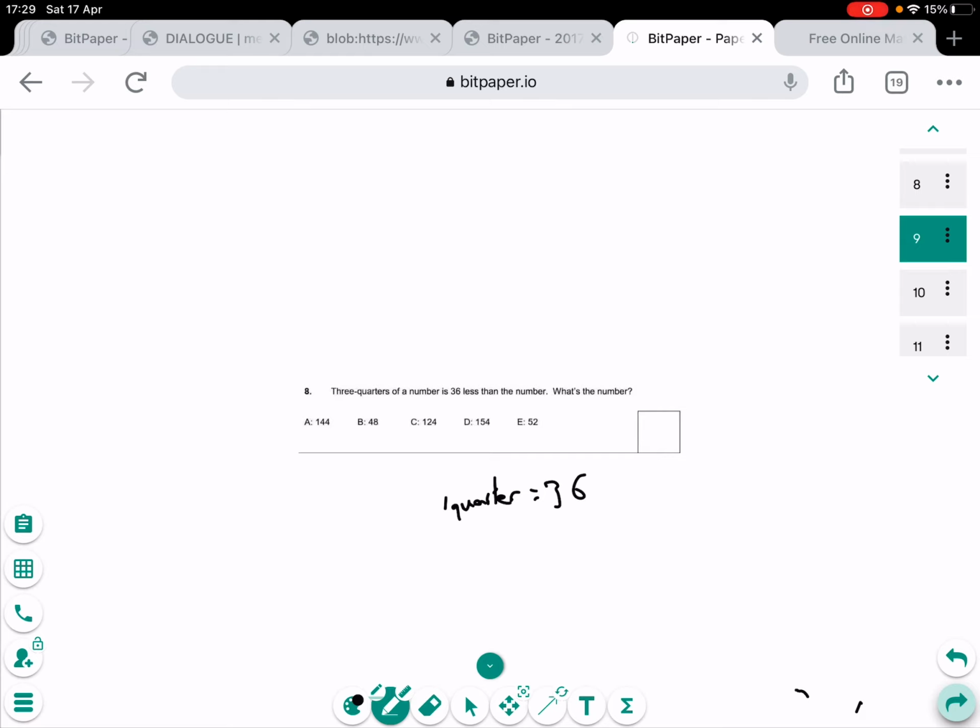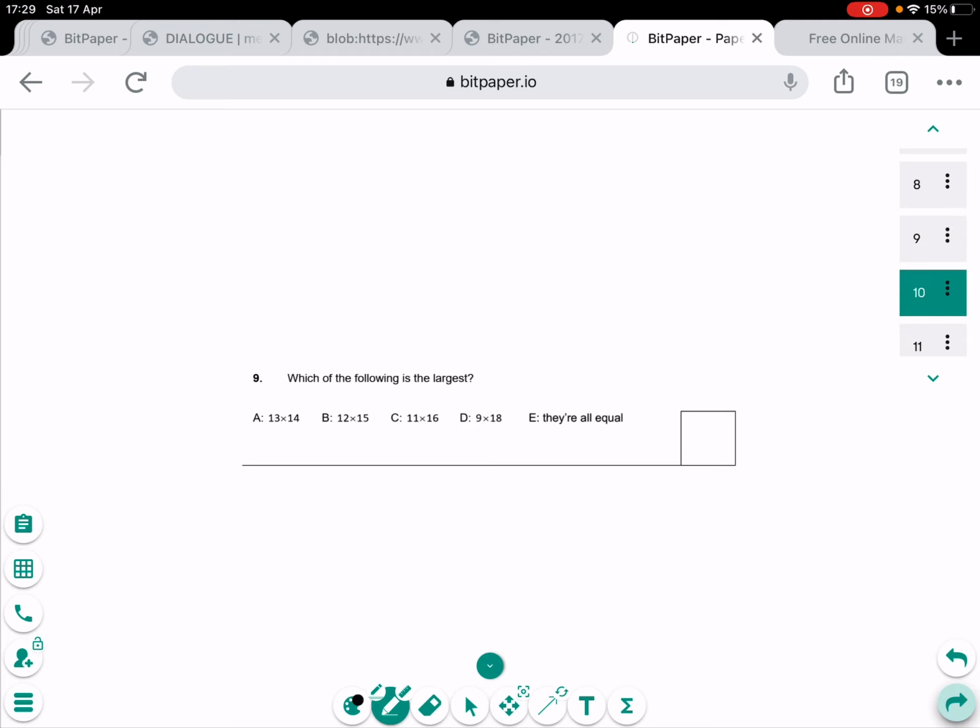Because it says 3/4 of a number is 36, that means 36 is 3/4, so what's the number? So 36 times 4, because a quarter is obviously 1/4. So times 4 equals 12 and 4, which is our answer. And the answer is A for this question, question 8.